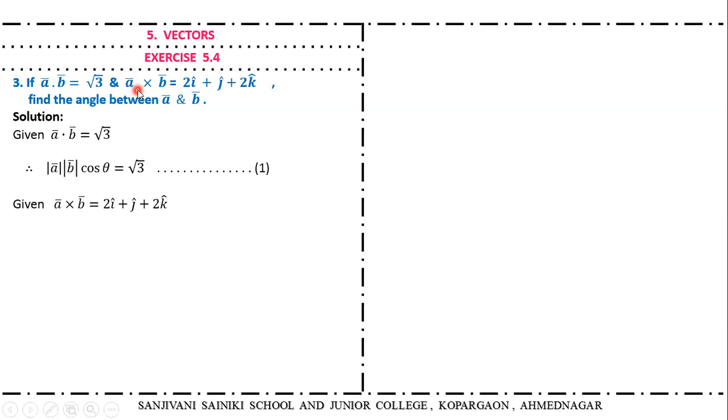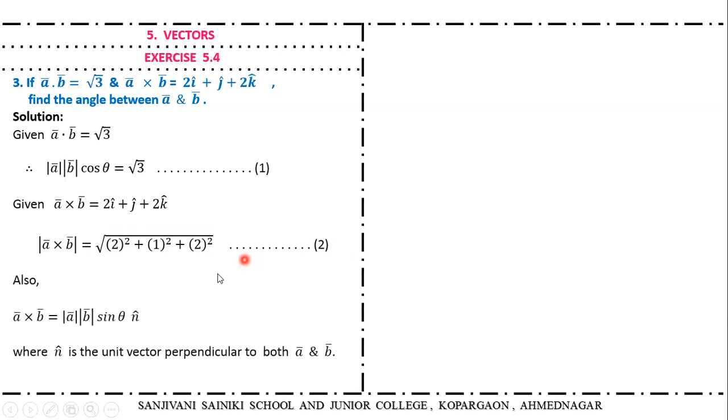Now a bar cross b bar is given as 2i cap plus j cap plus 2k cap. So we can find its magnitude. Modulus of a bar cross b bar is equal to root of 2 square plus 1 square plus 2 square. This is our equation number 2.